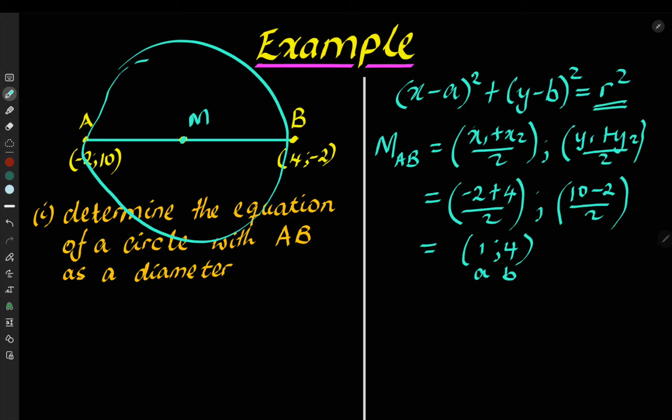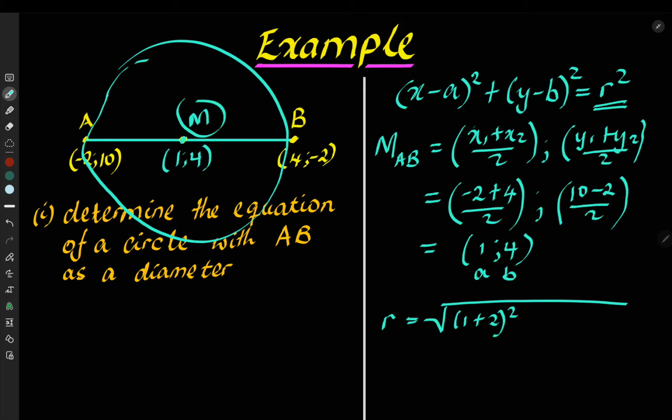So to determine the radius, because now we have got 1, 4, we can determine the radius with the point M and A. And to do that, we just use the distance formula. So the distance MA, which is also the radius, I'll just call it the radius in this case. So the radius will be equal to the square root of, in this case, 1 minus negative 2, so that will be plus 2 bracket squared.